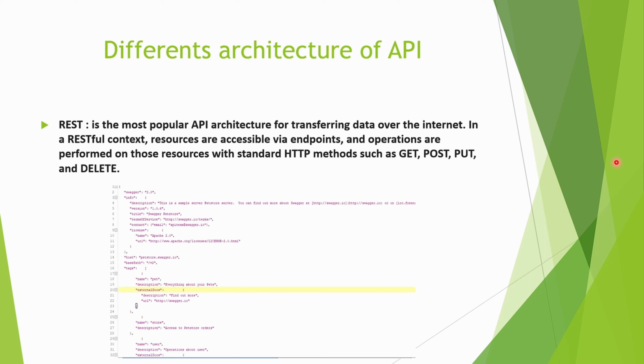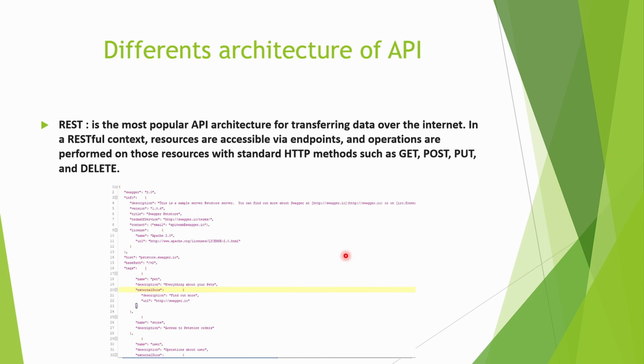Now, different architectures of APIs. The first one is REST, and this is the most used one nowadays. REST is the basis of RESTful APIs, and it uses resources that are accessible via endpoints. It's heavily based on HTTP request methods, which are GET, POST, PUT, and DELETE. They are the most used ones. There are other ones, but mostly these are the ones we will be interacting with while using REST APIs.